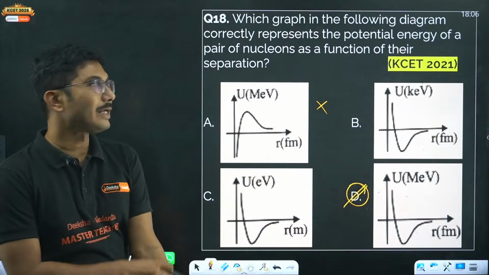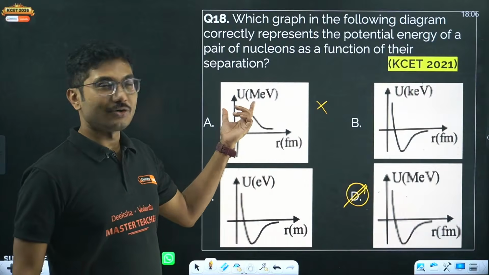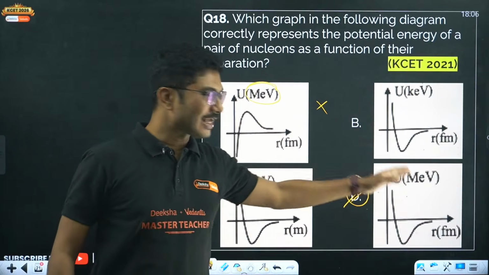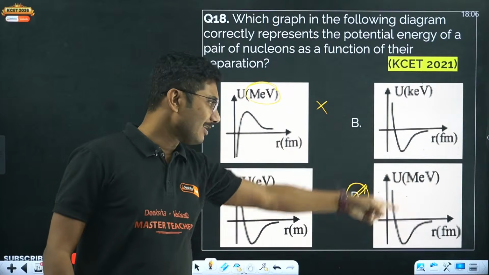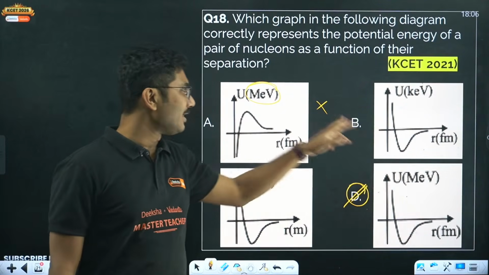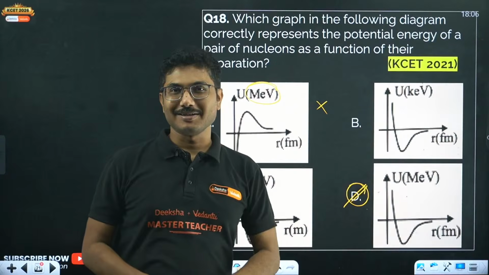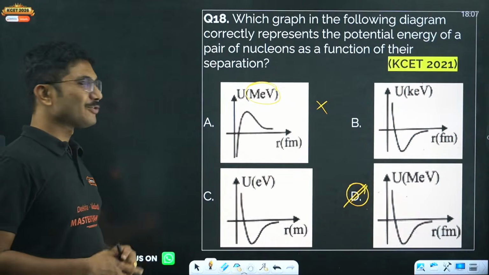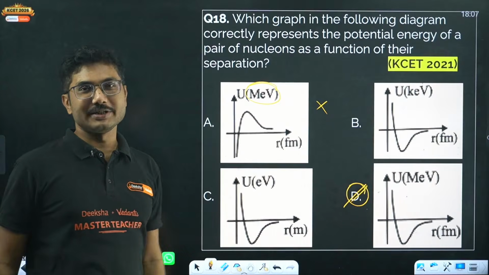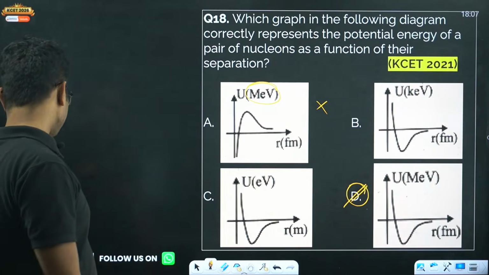Okay, there is one more way to guess. Even though this pattern is wrong, the scale is correct. So check which of the options have the same scale and the same pattern. The same pattern is this one, and the same unit is this one. So this must be the correct answer. This is also a way to guess. So this is basically the potential energy graph for nucleons.